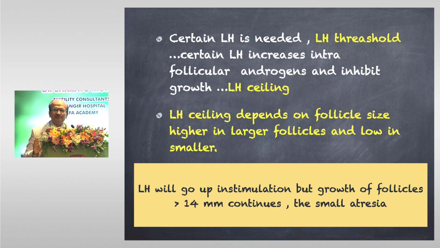Believe me, nothing has happened, because your follicles are beyond 14 and 16 millimeter. This 40 LH will not do anything to that. Just put your antagonist, go ahead. So a higher LH will be detrimental to a larger follicle, much higher LH.